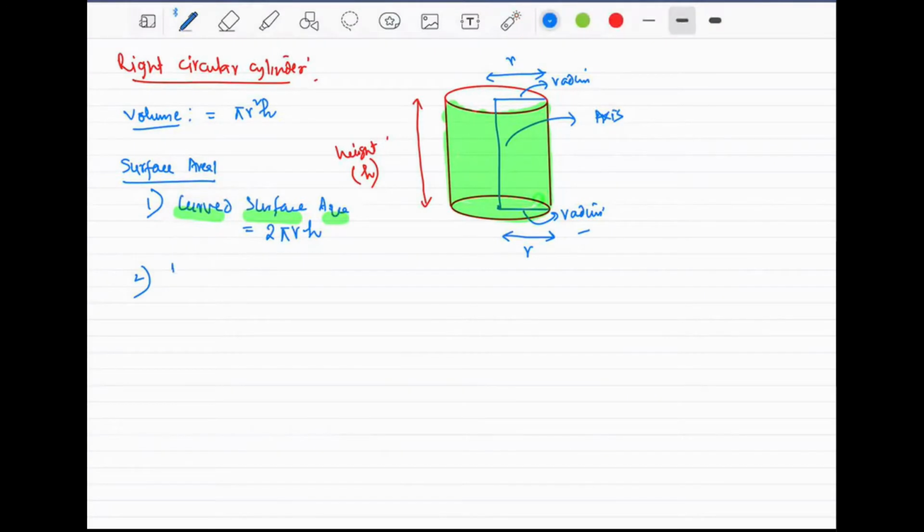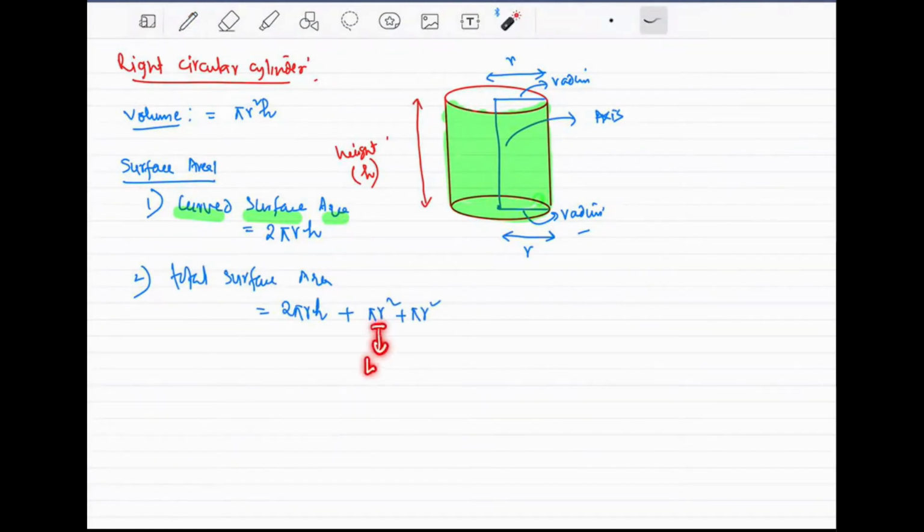It will be total surface area. So the formula for total surface area will look like this. Total surface area is equal to twice pi r h. From here, you have to add a pi r square and a pi r square. This is the area of the bottom. This is the area of the top. So these pi r square and pi r square will give you twice pi r square.